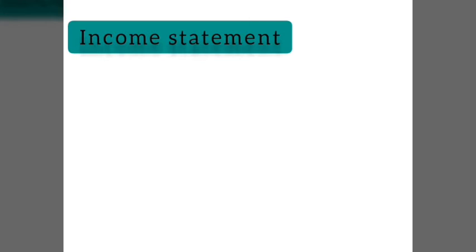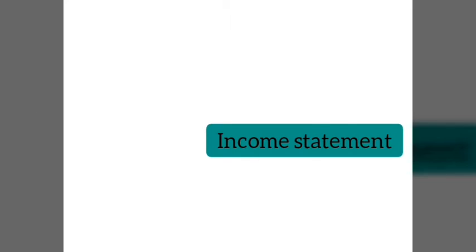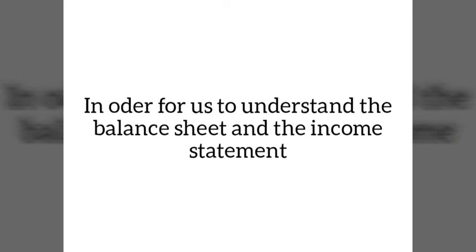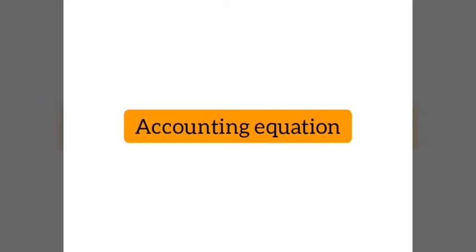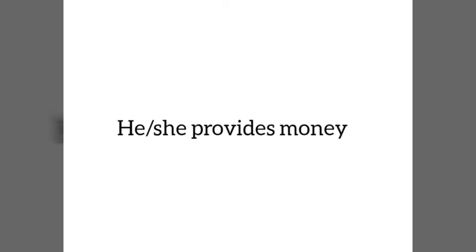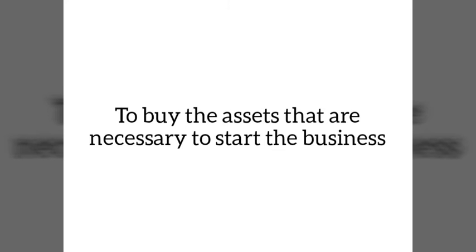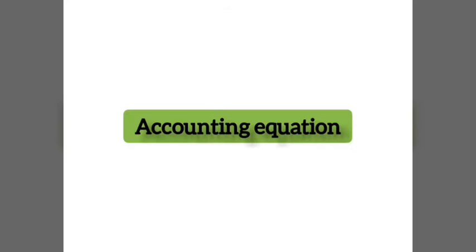In order for you to understand financial positions, you should be able to interpret the balance sheet. And in order for you to deal with financial results of a business, you should also be able to interpret the income statement. It's very important to understand the balance sheet as well as the income statement. In order for us to understand them, it's very important that we understand the accounting equation. For example, when somebody starts a business, he provides the money himself or borrows money from the bank. The money is used to buy the assets that are necessary to start a business. So, the accounting equation is going to help us to summarize the situation as follows.